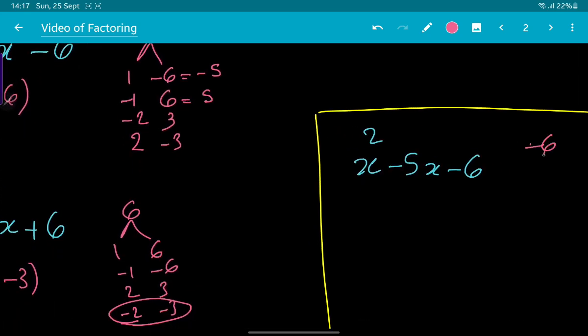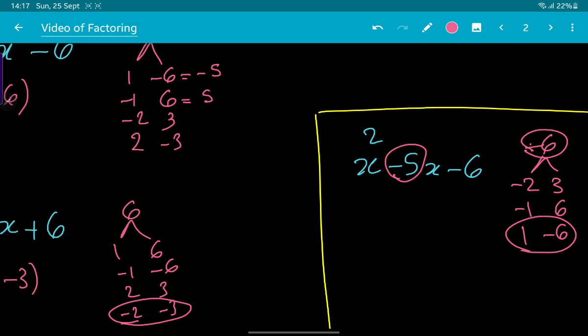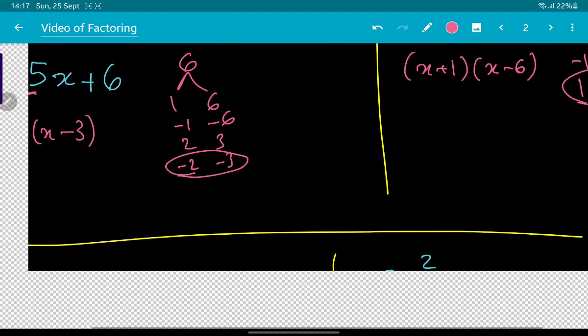Same idea here, negative 6 is negative 2 times 3, negative 1 times 6, 1 times negative 6. 1 and negative 6, when you multiply, this will give you negative 6, and when you add, this will give you negative 5. So we will take this x plus 1 with the positive 1, x minus 6 with the negative 6, and this is the answer.